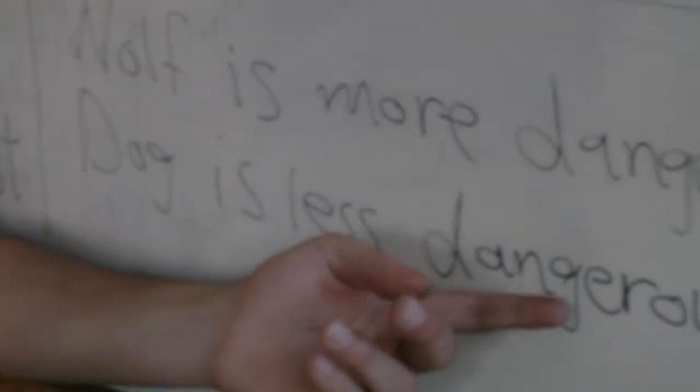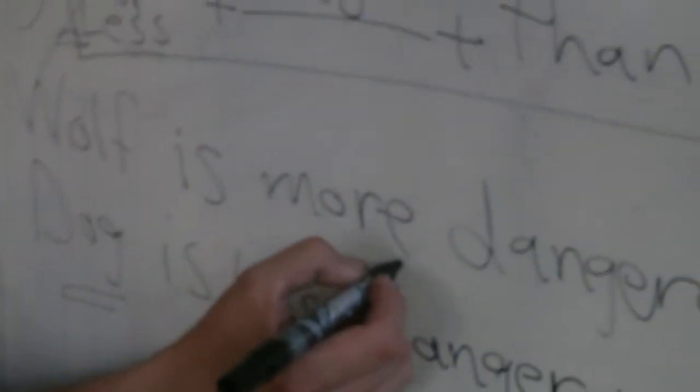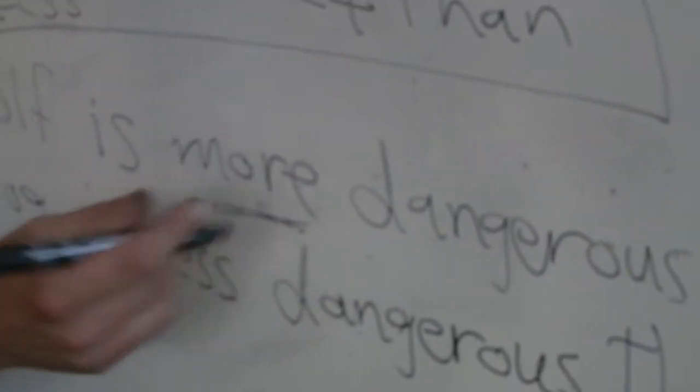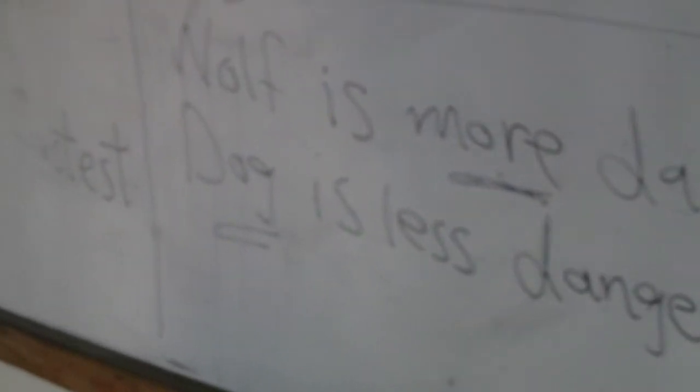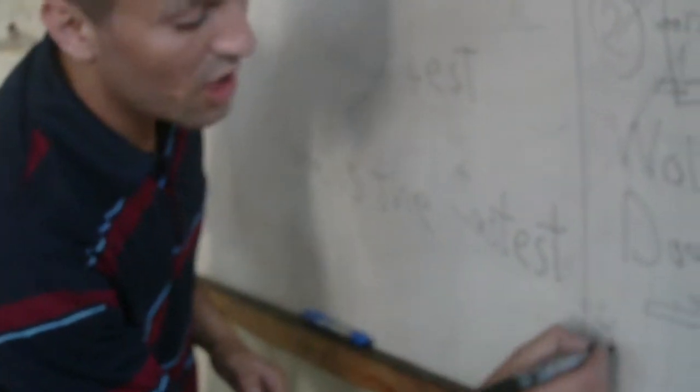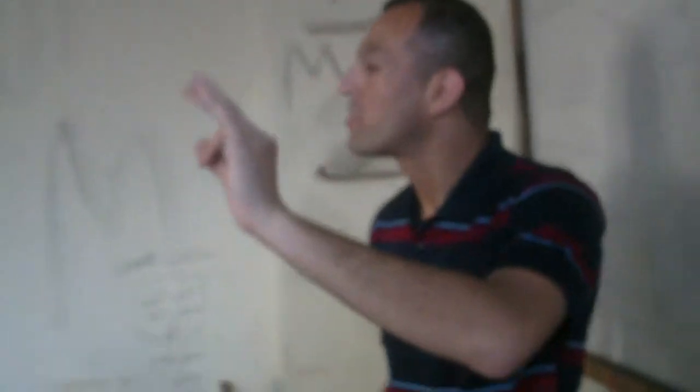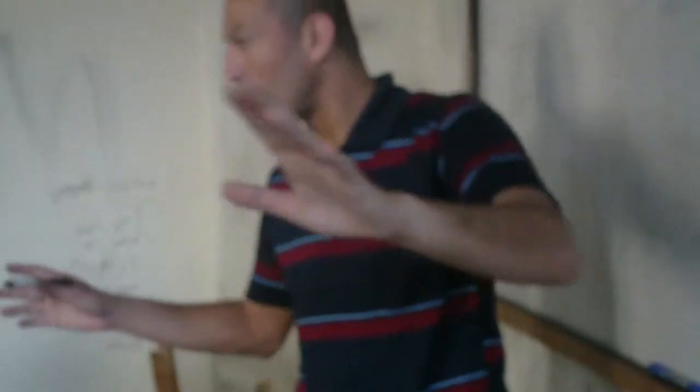Dog is less dangerous than wolf. Why here? Why did I choose less? Because I started with dog. But I used more because I started with wolf, because wolf is more dangerous than the dog. Okay? The third kind, when I compare between three somethings, three animals, three plants, three persons, whatever.